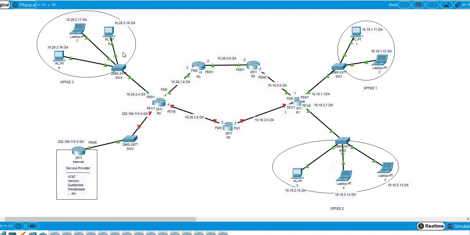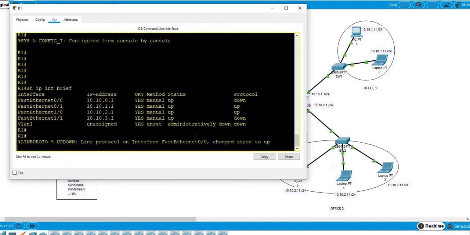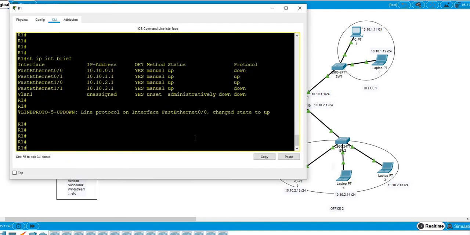To speed up this lab, we went ahead and configured all these computers across our network in Office 1, Office 2, and Office 3. They're all configured. Alright? Let's verify whether there are any routes on these routers. Okay, the command for that is show IP route.